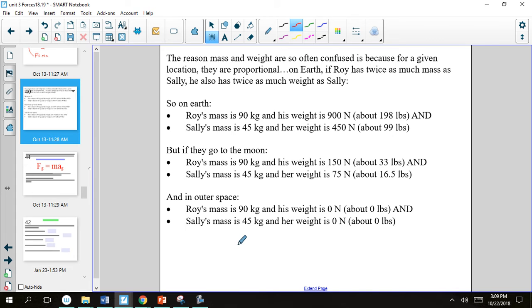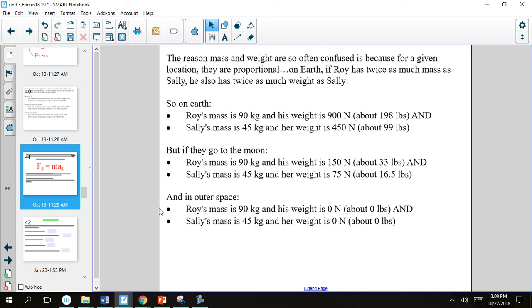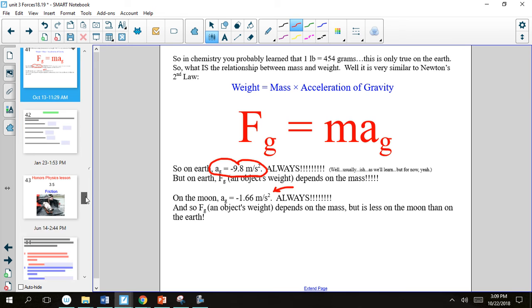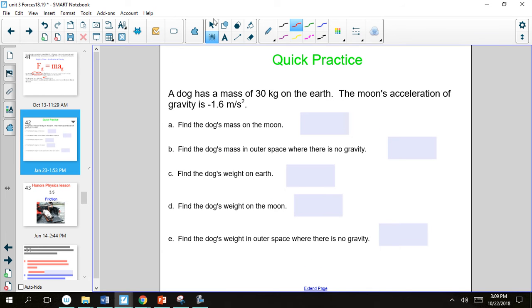All right, here are some examples of a difference between mass and weight. So here on Earth, Roy and Sally. On the moon, Roy and Sally. And in outer space, Roy and Sally. Yay, how fun is that? So let's go back to Newton's second law, where weight is actually a force, so mass times acceleration. If we're on Earth, our weight, or our force of gravity, is always going to be relative to our acceleration of gravity. If we're on the moon, our acceleration of gravity is a little bit different. And yes, there is still gravity on the moon. How fun is that? So let's see how this relates.